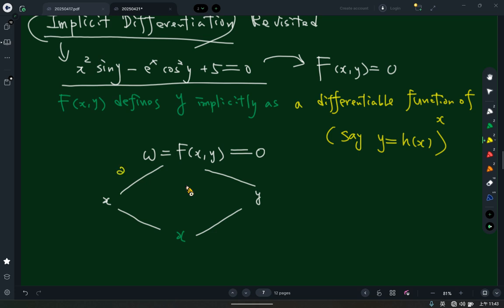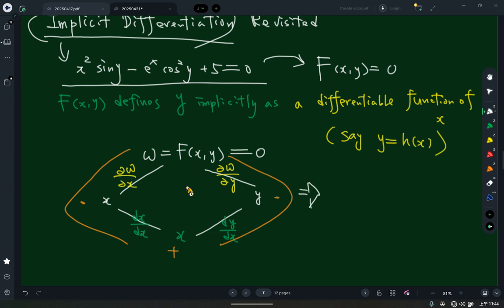Then we can get partial w, partial x, partial w, partial y here. Then here, because it's a single variable, it's dx over dx, dy over dx. So using the tree diagram, multiply together, then add them together. So based on this tree diagram, you can get the expression as dw over dx is equal to partial w partial x times dx over dx plus partial w partial y times dy over dx, right? Based on this tree diagram, you can get this expression.